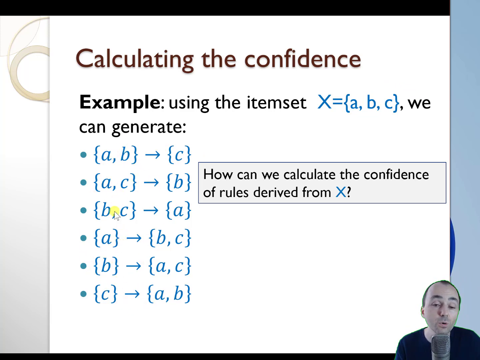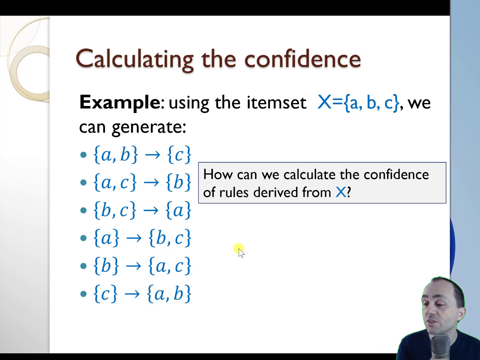Now, to know if these rules are good or not, I still need to be able to calculate the confidence. So how can I find the confidence? If you remember, the confidence of a rule like this will be how many times we have ABC divided by how many times we have AB, the left side. So if I want to calculate the confidence, I need to have the support of all these item sets here. Then I will be able to calculate the confidence of all these rules.